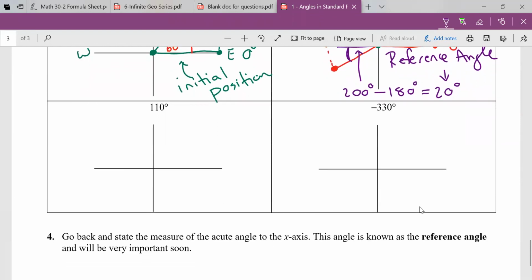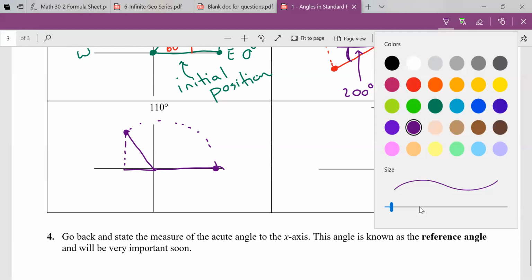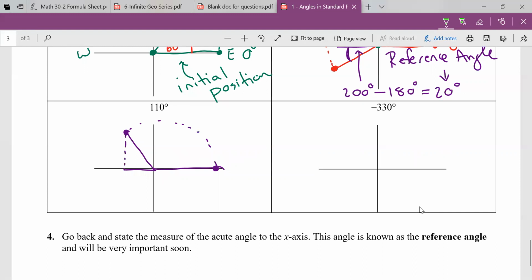So 110 degrees. So we start over here at our initial arm. We rotate, right? The sun moves around. 110 is going to be somewhere over here, and we stop right there. There it is. Okay. And so where's our triangle? Well, our triangle is going to end up being right there. See that triangle we just made? It's a nice acute angle. So the angle we traversed right here is 110 degrees.